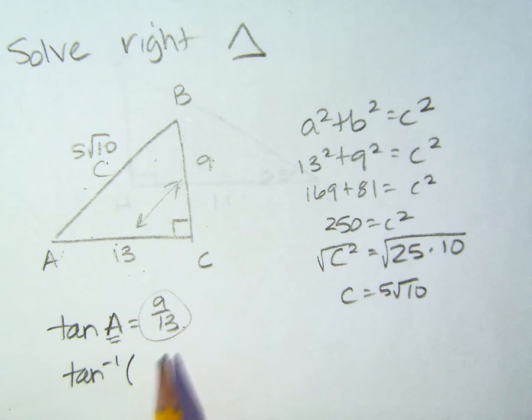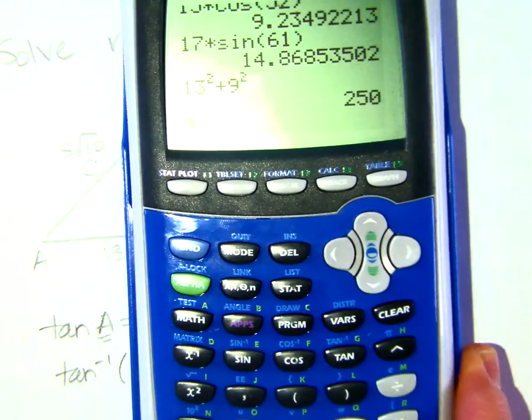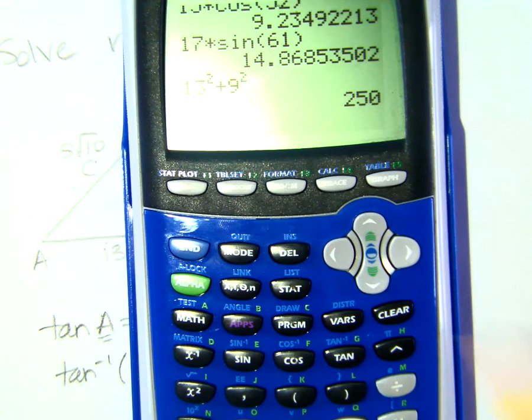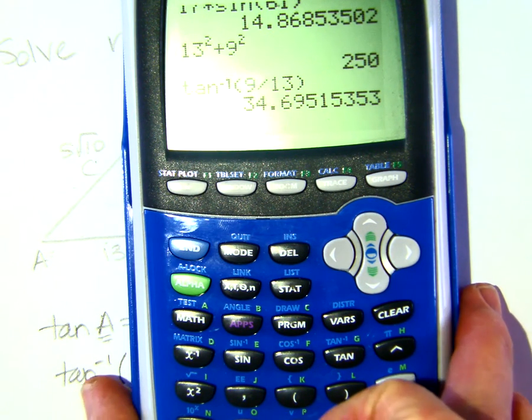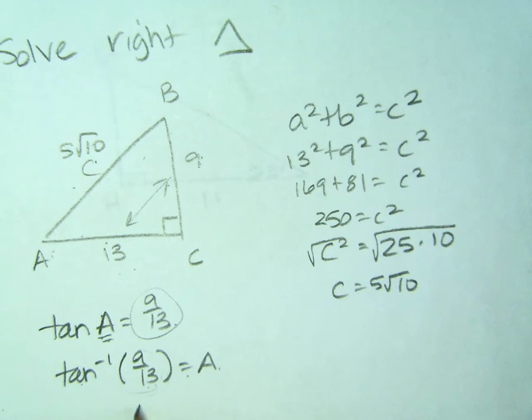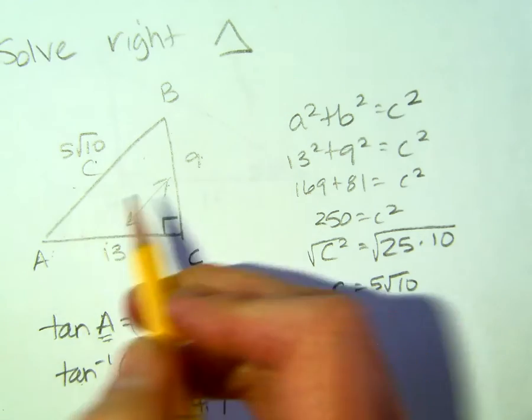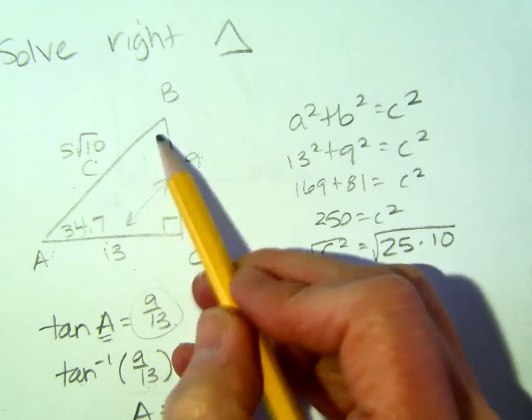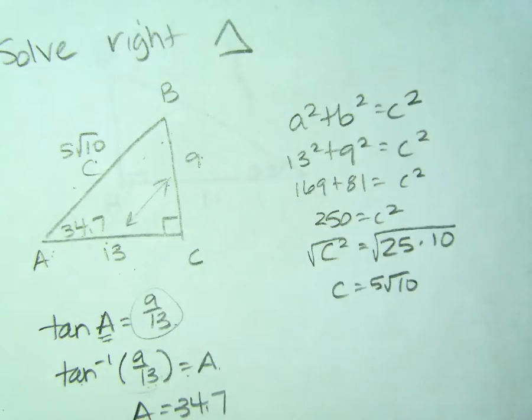That's called an inverse function. So the way I write that is that I take the inverse tangent of the ratio, and it will give me the angle. So on your calculator, you can see that's right up here, the inverse tangent. So I say the inverse tangent of 9 divided by 13 is 34.7. So my angle is 34.7. So if angle A is 34.7, B is just 90 minus 34.7, and that's 55.3.